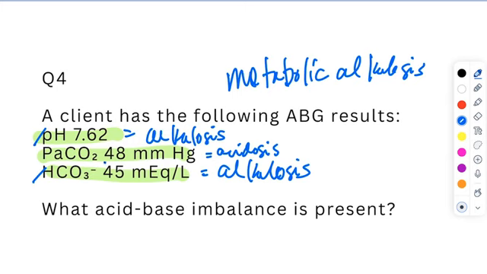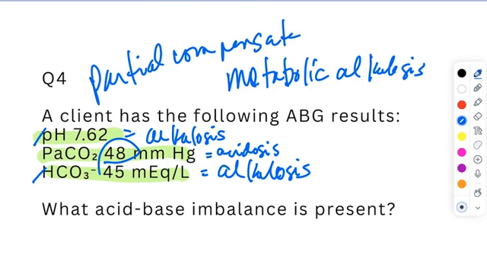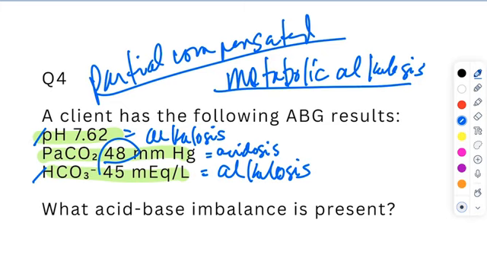Look, the fact that the PaCO₂ is around 48, we know that there is partial compensation. So partially compensated metabolic alkalosis for ABG number 4.